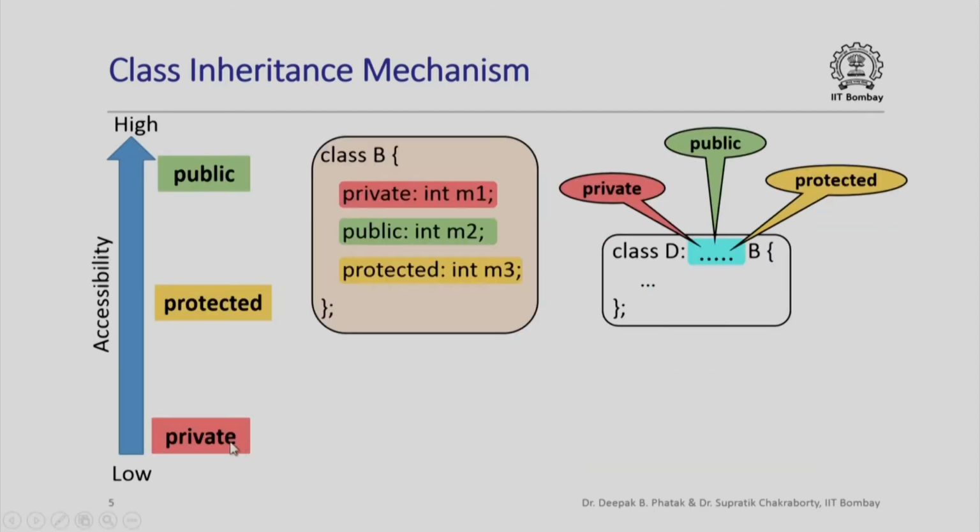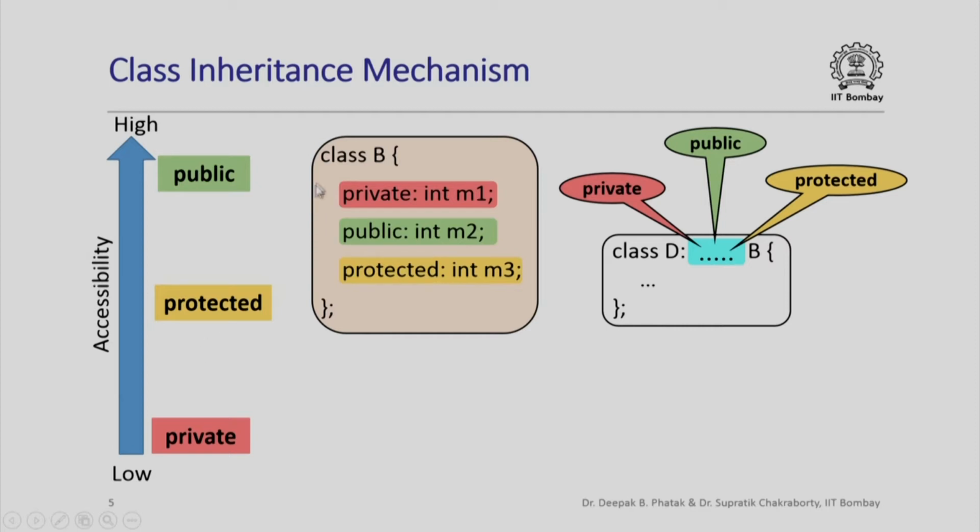Now these three keywords, private, protected and public, actually represent an ordering of accessibility. Anything that is private is meant to be very less accessible, something which is public is meant to be highly accessible, and protected lies somewhere in between.